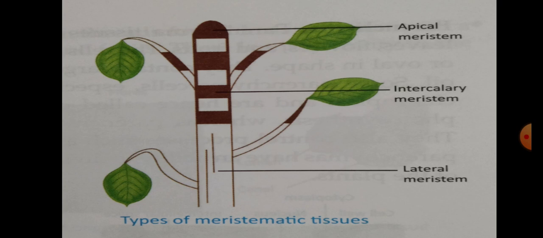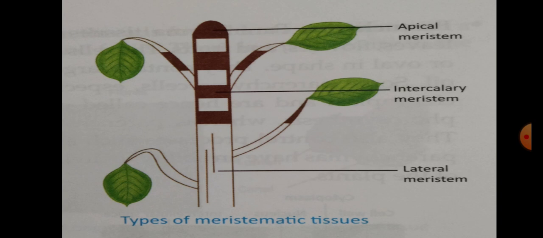So they have been divided on the basis of the position or location of the particular meristematic tissue. These are the types of meristematic tissue. First, we'll see what the apical meristem is. Where is it located? You can see in the picture, it is located at or near the tip of the roots and shoots.